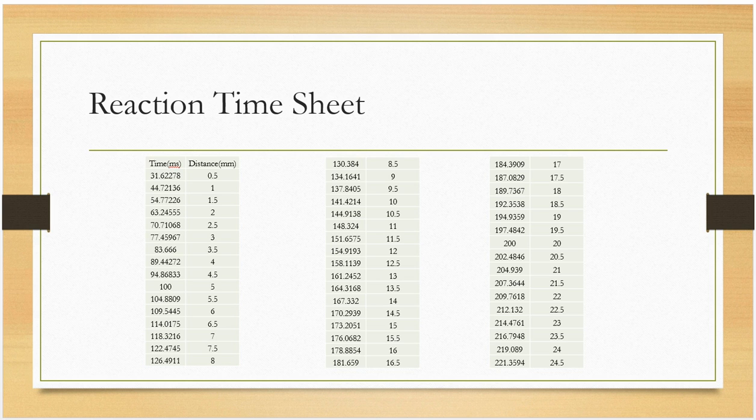And here is the reaction time sheet I made. Because the reaction time sheet is too long, I cut it into 3 pieces on this screen. And this is the time with unit ms. This is distance with the unit mm. Also here and here.